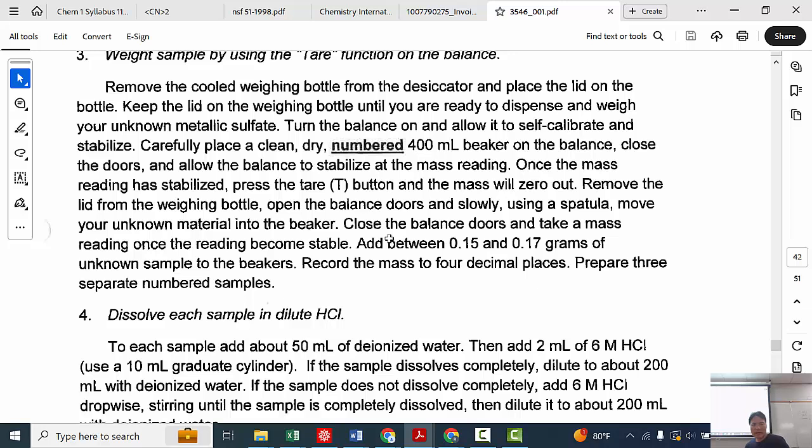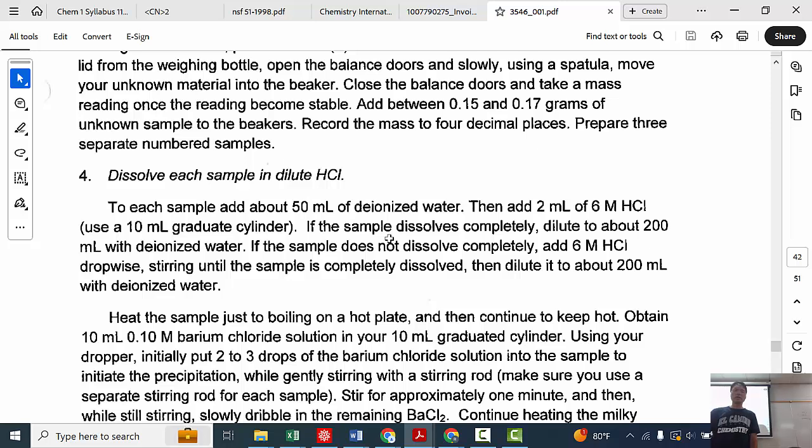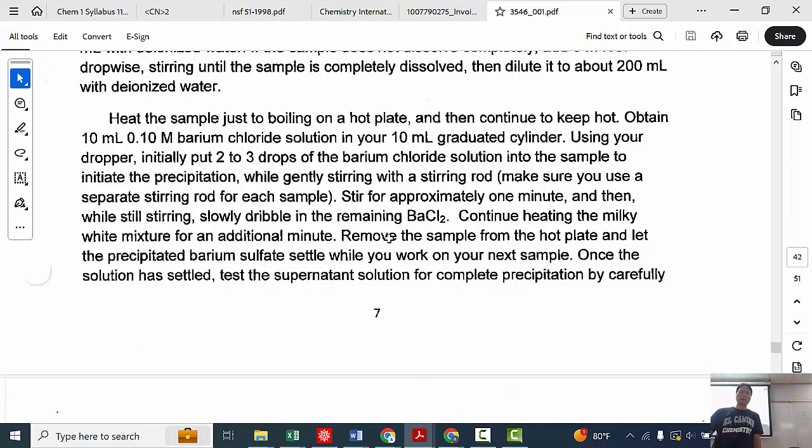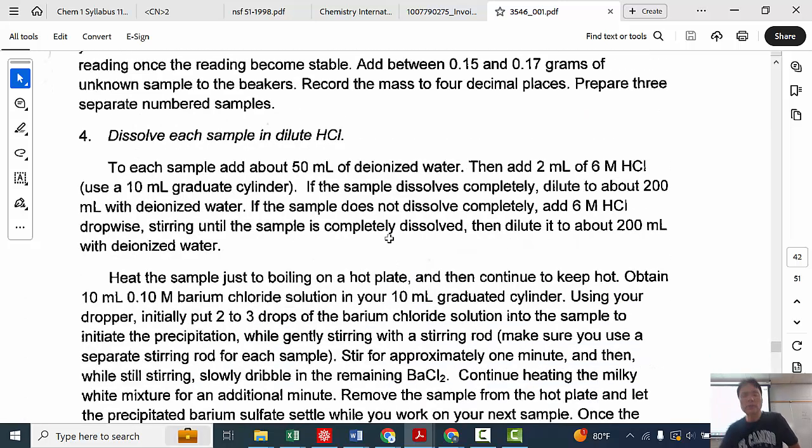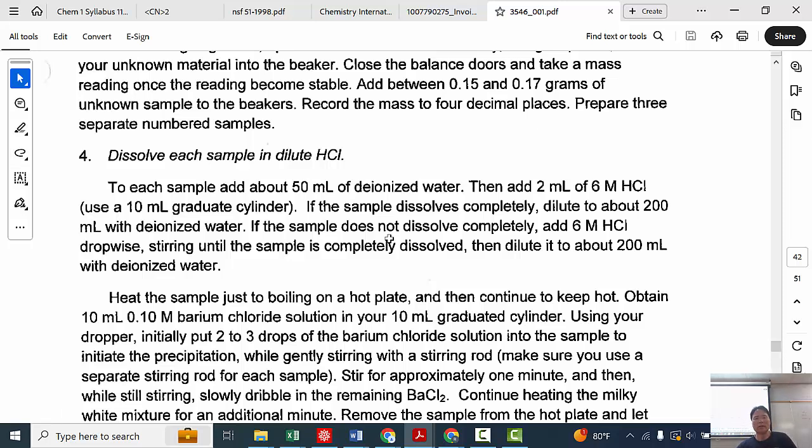This morning they told me a different amount. Add between 0.15 and 0.17 grams of unknown sample to the beakers. Dissolve each sample in dilute HCl. We don't need the HCl to dissolve it because they're water soluble. Put barium chloride, 10 milliliters. And so what I do is this.